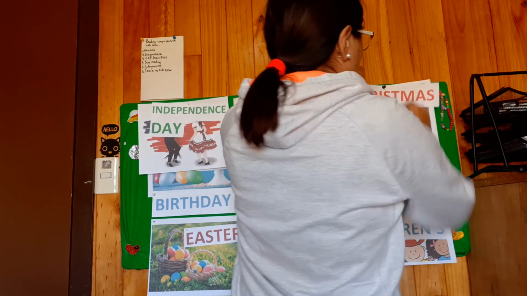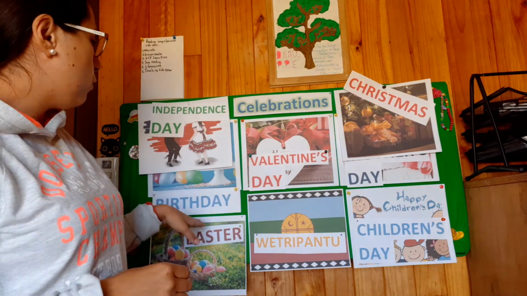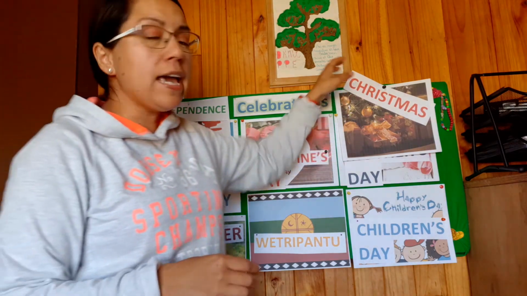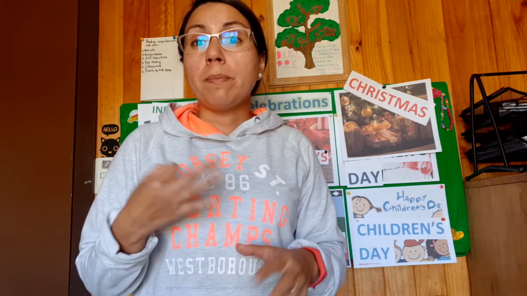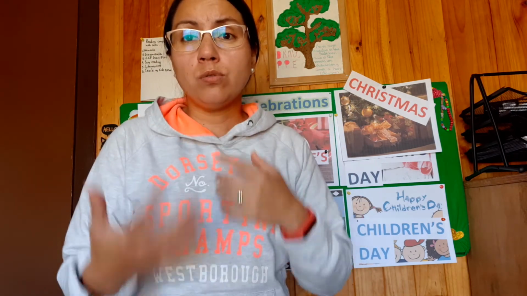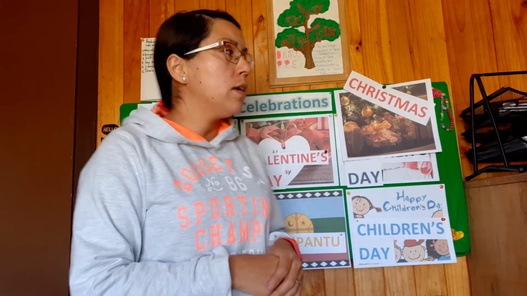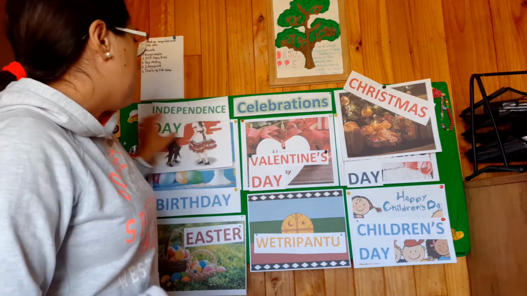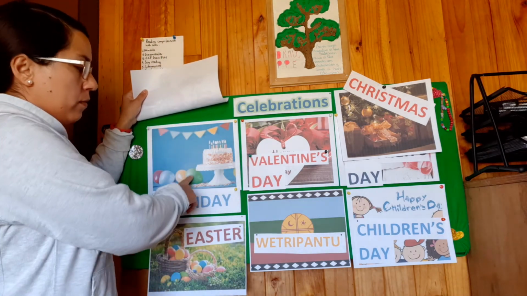Well, in total, we have 1, 2, 3, 4, 5, 6, 7, 8 celebrations. We are going to repeat together. Vamos a repetir juntos. Tenemos 8 celebraciones y las vamos a repetir juntos antes de culminar esta primera lección del video de esta unidad. Vamos acá. Voy a levantar esto un poquito por tema de espacio.